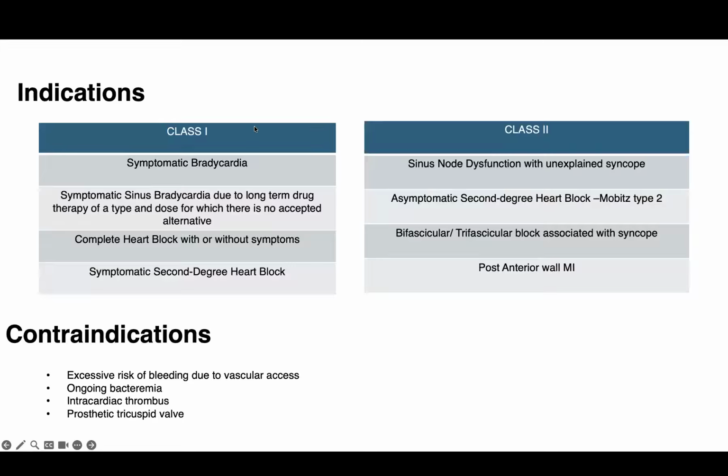So the class 1 indications are symptomatic bradycardia, symptomatic sinus bradycardia due to long-term drug therapy of a type or dose where there is no acceptable alternative, complete heart block with or without symptoms, and symptomatic second degree block. The contraindications are excessive risk of bleeding due to vascular access, ongoing bacteremia, intracardiac thrombus, and prosthetic tricuspid valve. So these are all the contraindications for a PPM.